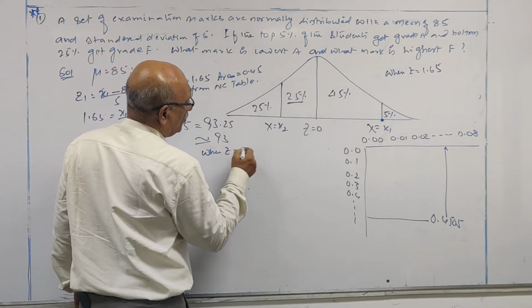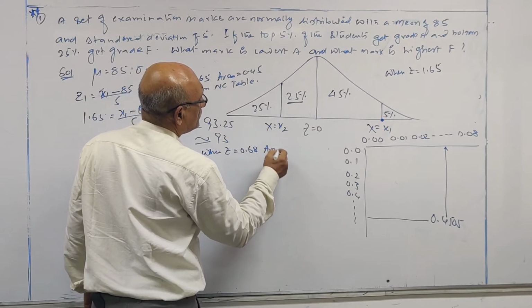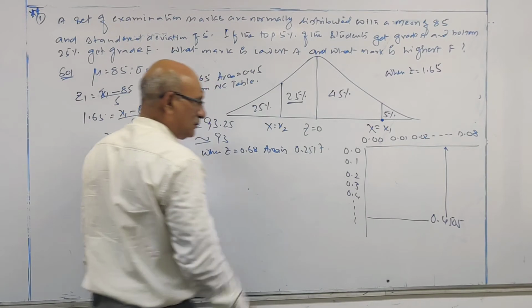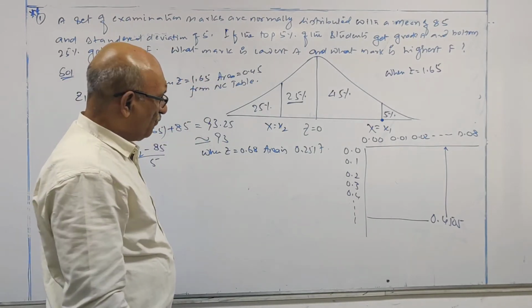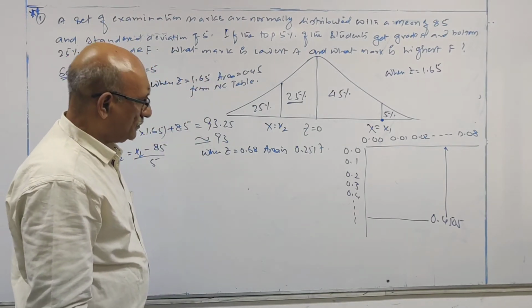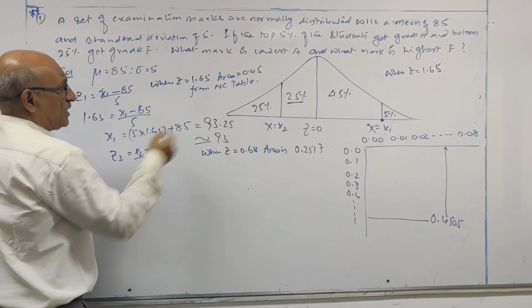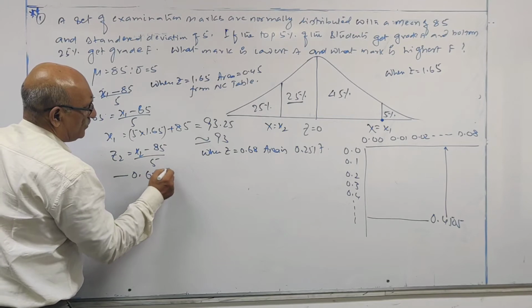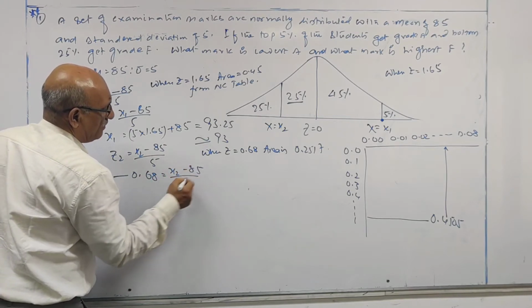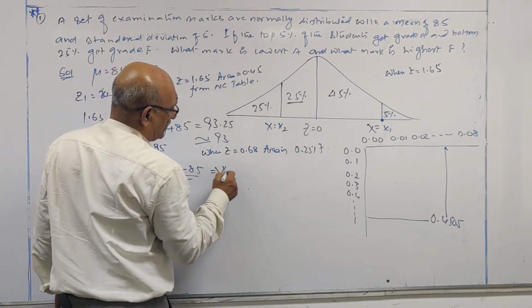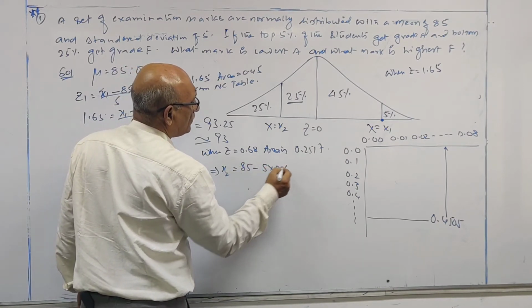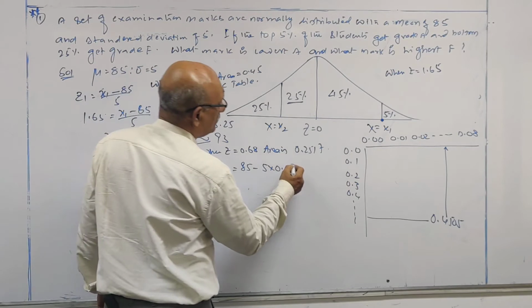When z is equal to 0.68, the area is 0.2517. So it is on the left hand side, so minus. 0.68 is equal to (x2 minus 85) by 5. This implies x2 is equal to 85 minus 5 into 0.68.